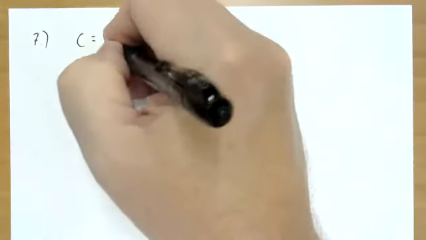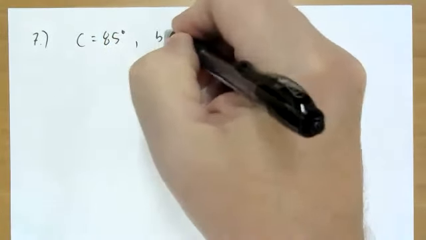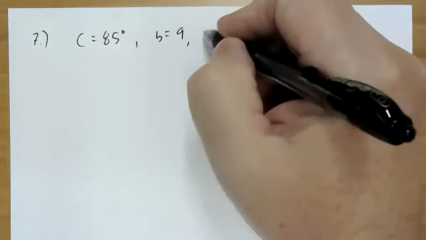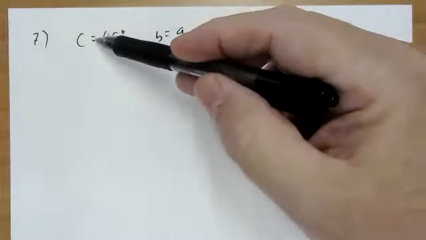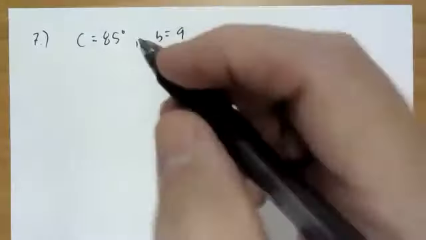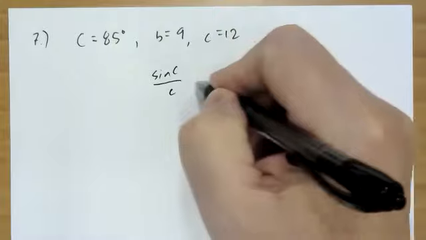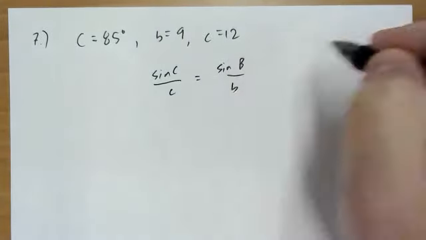Angle C is 85 degrees. Side B is length of 9. Side C is a length of 12. So this is angle side side with matching, which means I have to use law of sines. So I'll say sine of C over side C is sine of B over side B.